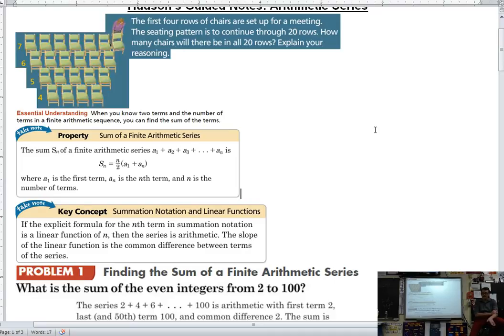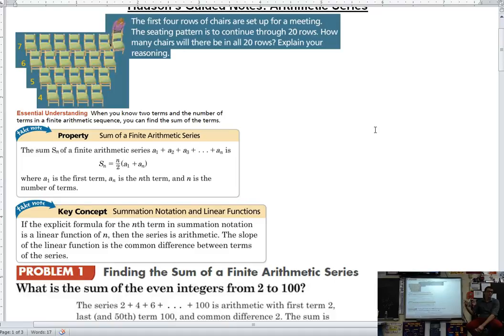So going back to the Einstein story, why don't we look at the property and key concept boxes? Can we figure out how many are in the last row? The 20th row. What if it's flipped, if you have the smallest row back? Then you just reverse. Michelle, you can do the sets thing, like last time, how many are in the 20th row?